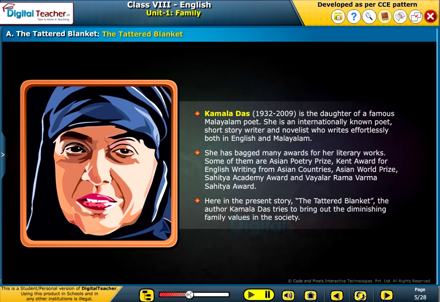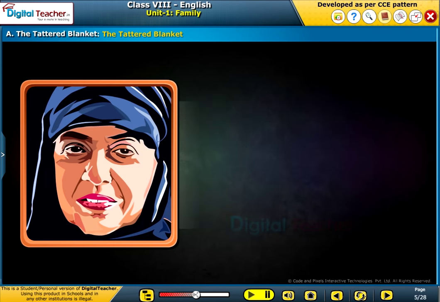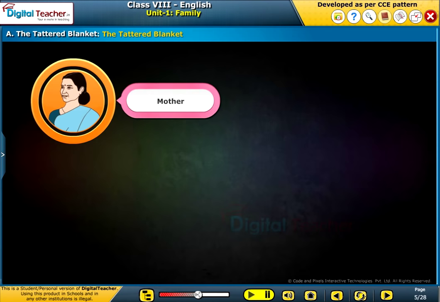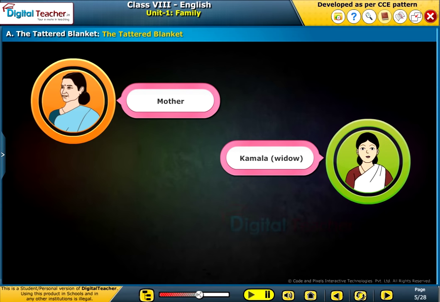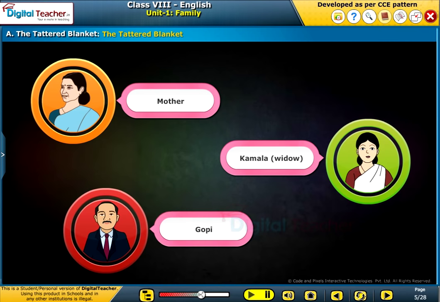Here in the present story, The Tattered Blanket, the author Kamala Das tries to bring out the diminishing family values in the society. Characters in the story are an old woman, Kamala, a widow and daughter of the old woman, and Gopi, son of the old woman.